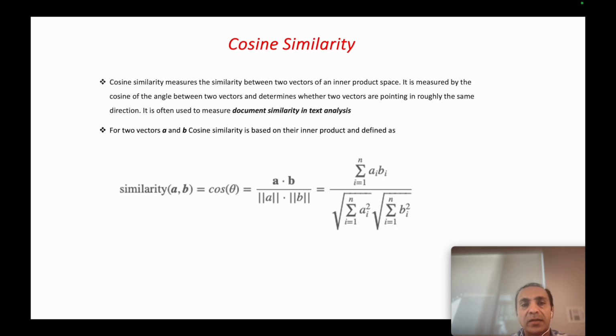For two vectors A and B, cosine similarity is based on their inner product and is defined as the following formula, where similarity(A, B) equals cos theta, which equals the dot product of A and B, divided by the product of the moduli of A and B.